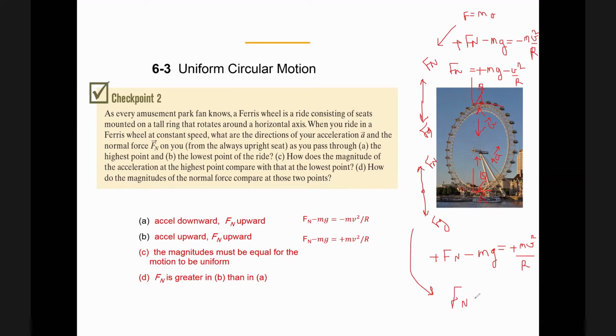Help me. I move this minus mg to the other side. So it's plus mg. And I add to it another term, so it is mv square over r. Of course here I made a typo. Here should be m, of course. Now, which normal force is greater? When the man is located at the top of the Ferris wheel or at the bottom of the Ferris wheel? At the top or at the bottom of the Ferris wheel? At the bottom of the Ferris wheel.